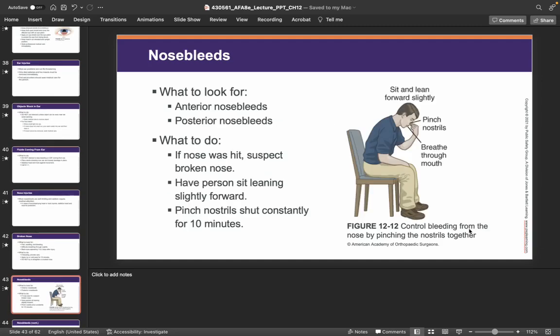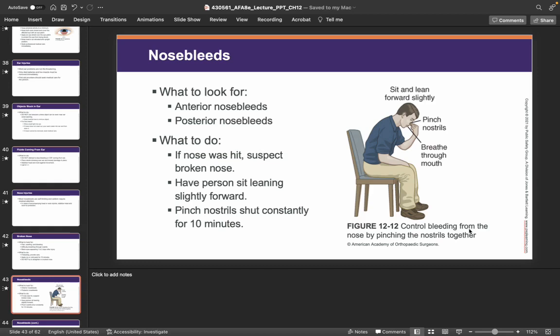Okay, nosebleeds. So some things to look for. There are two types of nosebleeds. There's anterior nosebleeds, which if you remember from when we talked about directional terms, anterior is towards the front. So that's in the outer portion of your nose. These are the most common types of nosebleeds. Posterior nosebleeds are deeper down in the nasal canal, even down towards the throat. Those ones are less common, but they're much harder to stop bleeding.